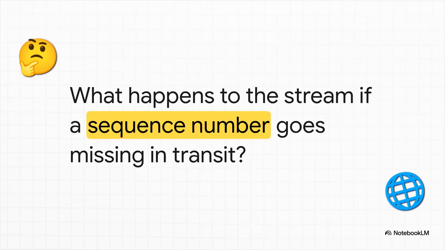We know flawless data delivery relies entirely on this sequence perfection, but networks are messy, right? So what happens to this pristine mathematical stream, and what exactly does the receiver do if a single sequence number just goes missing in transit? Think about that and keep exploring.